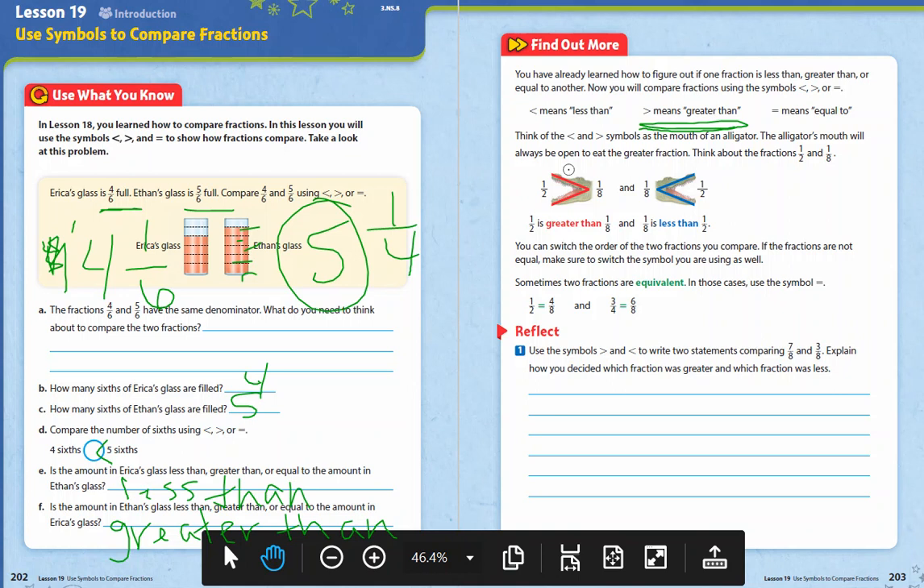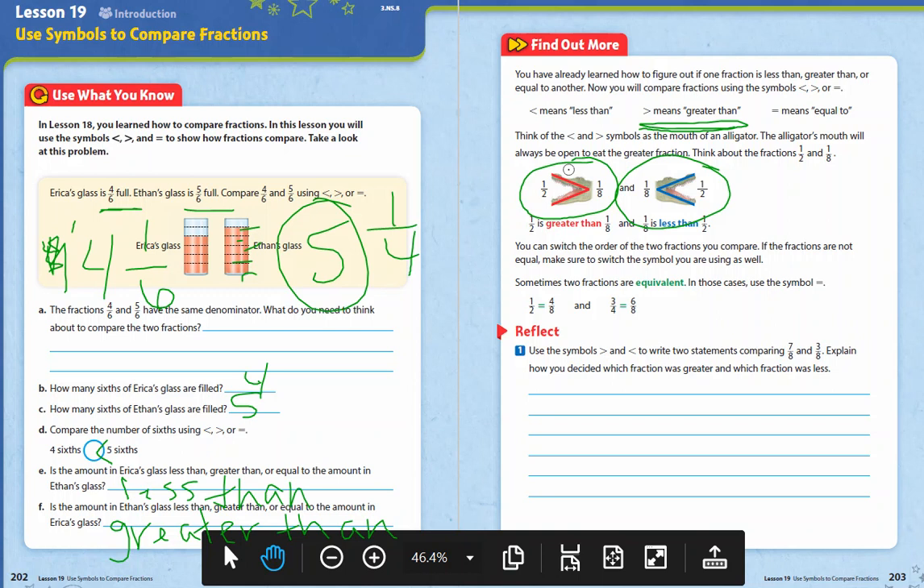So 1/2 is greater than 1/8. The symbol is opening towards 1/2 instead of 1/8. And 1/8 is less than 1/2. So with 1/8, the alligator is going to be facing away. You can switch the order of the two fractions you compare. If the fractions are not equal, make sure to switch the symbol you're using as well.